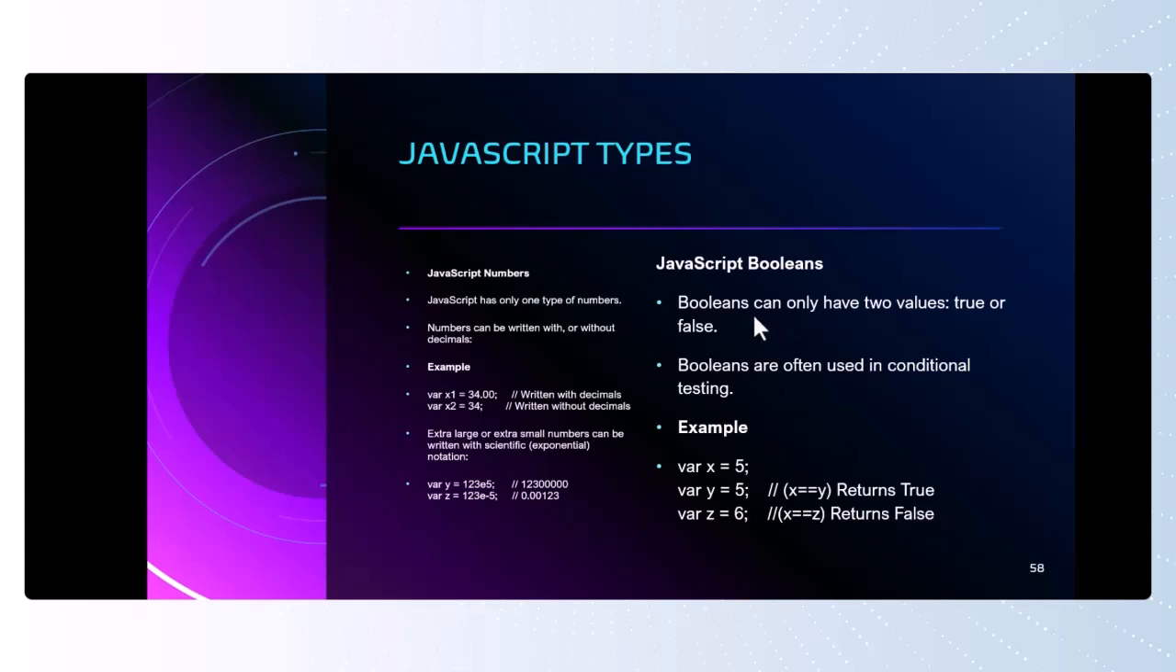And then Booleans can only have two values. It could be true or false. They're often used in conditional testing. So var x equals 5, var y equals 5, and var z equals 6. If you were to use a conditional statement with x equals y, it's going to return true. Or if you use z, it's going to return false because 5 is not equal to 6.